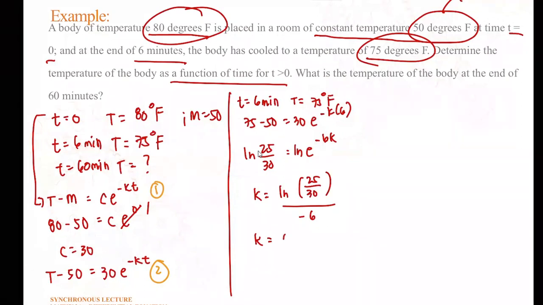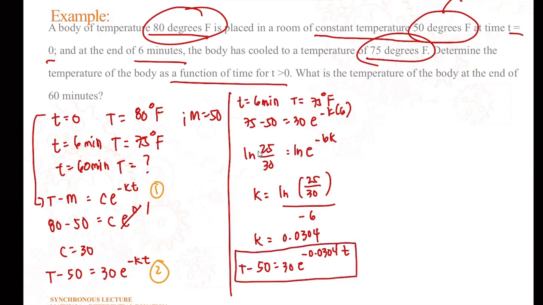So we have 0.0304. Okay? So yung value ng equation natin now will be T minus 50 is equals to 30 e to negative 0.0304 t. Okay? So ito yung hinahanap dun sa first question natin. No? So hinahanap yung kanyang value for any given time. Okay?